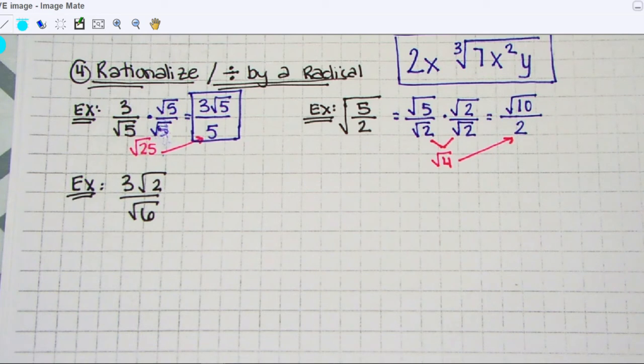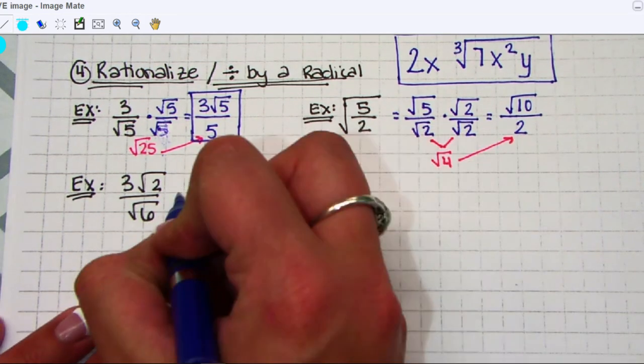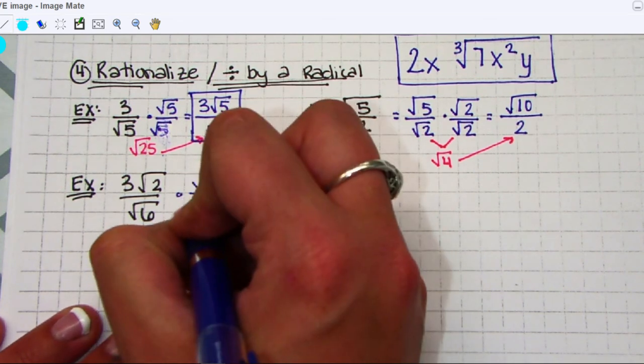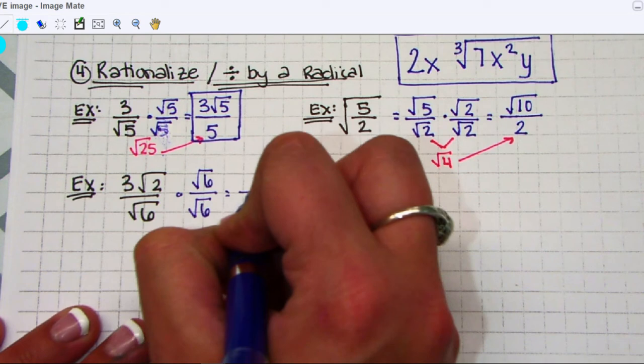All right, this last one. 3 square roots of 2 over the square root of 6. What square root should we multiply by? Yeah, the one on the bottom. Same as before. Okay. What's the top become?